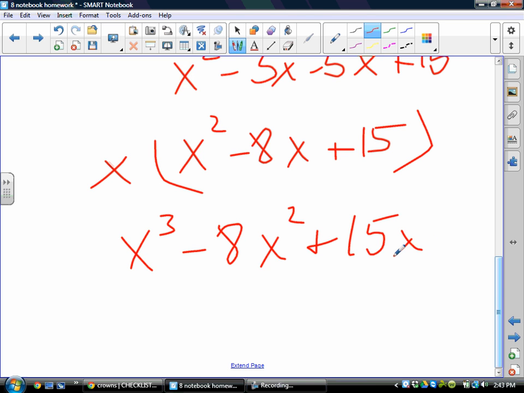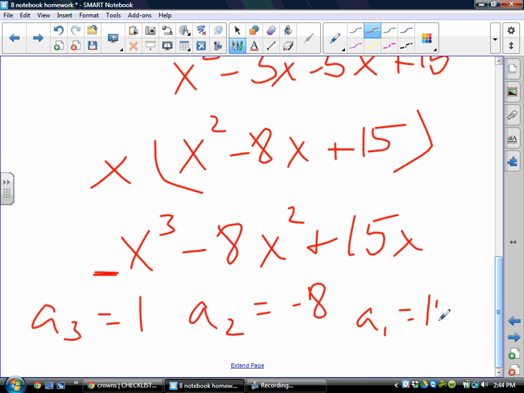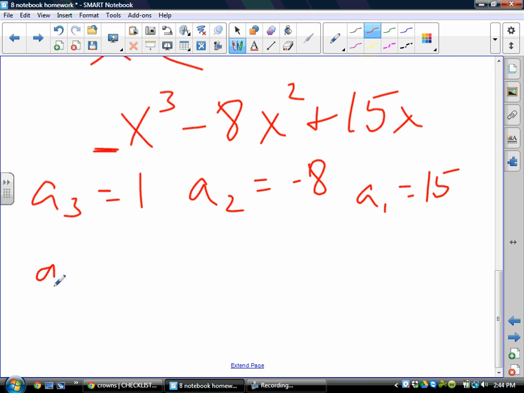Alright, so now we want to label these coefficients. So it was degree 3, so a sub 3, sorry, is the coefficient in front of x to the third. Well, that's a 1. It's not really written there. The coefficient in front of x squared is a negative 8. In front of x to the first is a 15. Now we're always going to have an a sub 0, which is my constant term. There are no constant terms in here, so a sub 0 is worth 0.